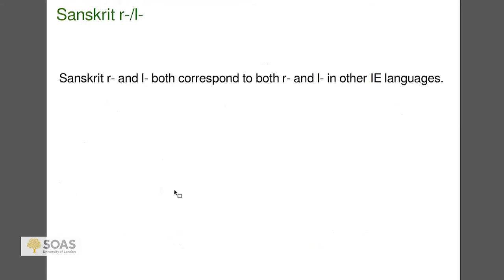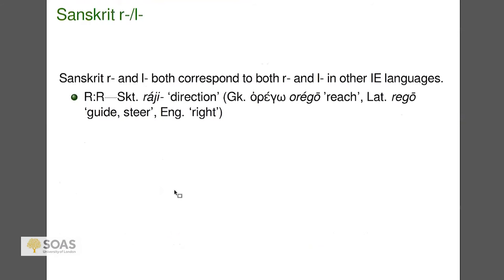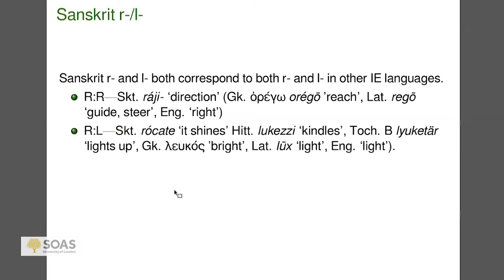So another example of interdialectal borrowing from Sanskrit. Sanskrit R and L both correspond to both R and L in other Indo-European languages. So I'll just look at some examples. R corresponding to R, we have arji, direction in Sanskrit, corresponding to rego, reach in Latin, in Greek orego, and rego, guide or steer in Latin, and English right. So we have R in all the languages. Beautiful, we reconstruct R, right? But we also have R corresponding to L, where we have rocati in Sanskrit, it shines, which then corresponds to things, I'll skip the Hittite and Tocharian, things like leukos, bright in Greek, lux, light in Latin, and English light. So here we have R in Sanskrit corresponding to L in other languages.